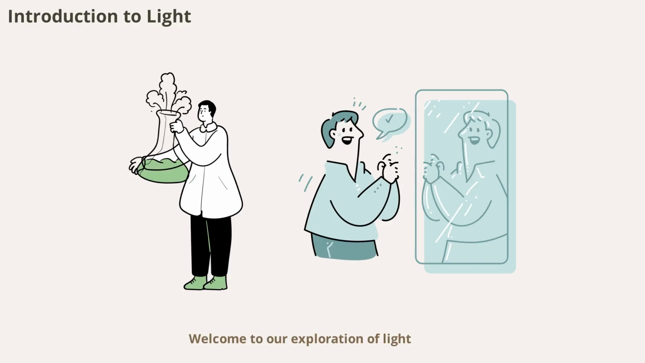Welcome to our exploration of light, one of the most fascinating aspects of physics. Light not only allows us to see the world around us, but it also behaves in intriguing ways when it encounters different surfaces and materials. In this chapter, we'll dive into the concepts of reflection and refraction, uncovering how mirrors and lenses shape the images we see. We'll also explore how these principles are applied in everyday life, from eyeglasses to fiber optics. Let's begin our journey by understanding the fundamental laws that govern the behavior of light.